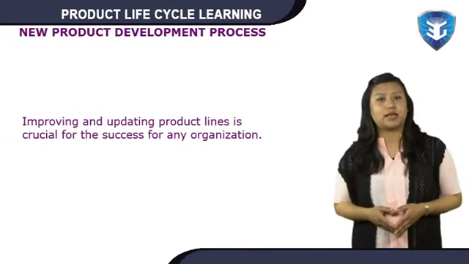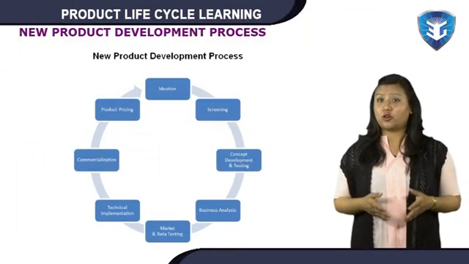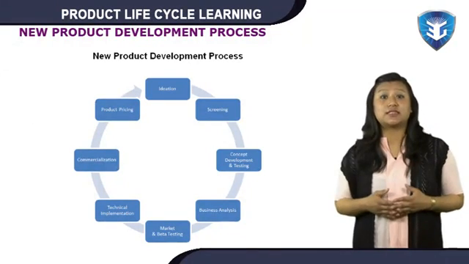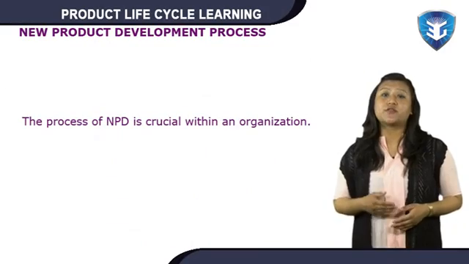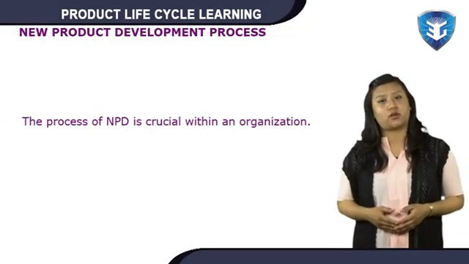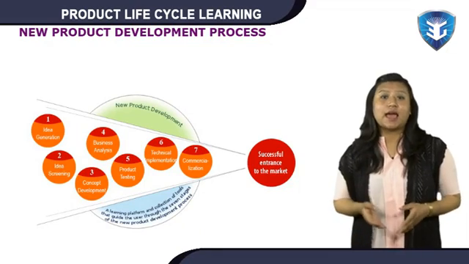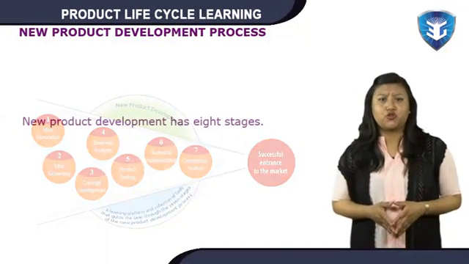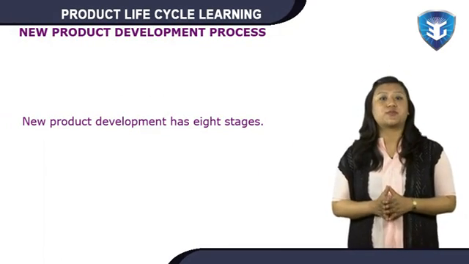Now let's discuss the new product development process. Improving and updating product lines is crucial for the success of any organization. Failure for an organization to change could result in a decline in sales, with competitors racing ahead. The process of NPD is crucial within an organization. Products go through the stages of their life cycle and will eventually have to be replaced. New product development has 8 stages. These stages will be discussed briefly.